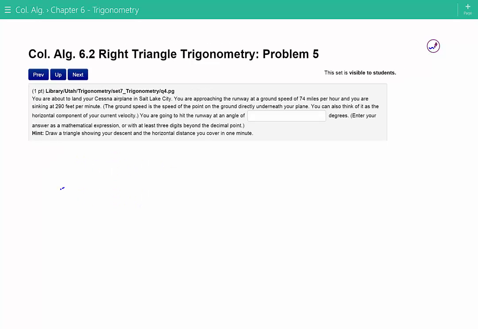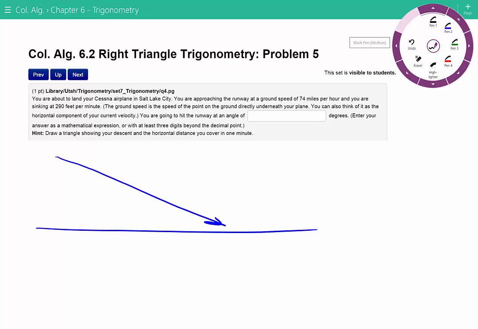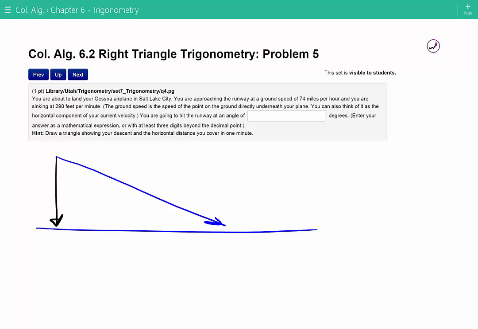Okay, the next problem gives us two components of speed. So we're descending in an airplane towards the ground. Now what they give us here is two components of our velocity. They give us this component here, where I'm headed towards the ground and sinking at 290 feet per minute. And they also give us this component here, the ground speed, which is 74 miles per hour. And then they ask the angle at which you're going to hit the runway, so we're going to try to find this angle.